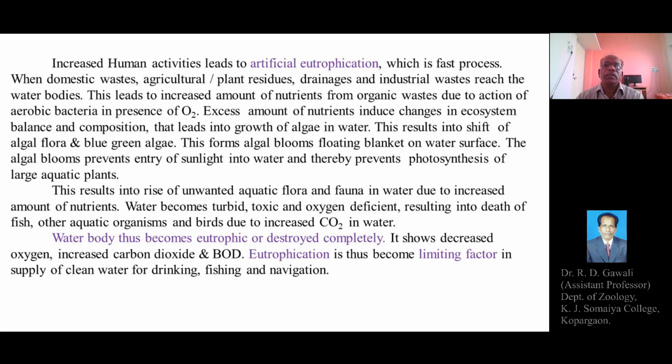This forms algal blooms, which form a floating blanket on the water surface. The algal blooms prevent the entry of sunlight into water and thereby prevent the process of photosynthesis of large aquatic plants. So, there are several changes taking place in the aquatic ecosystem.